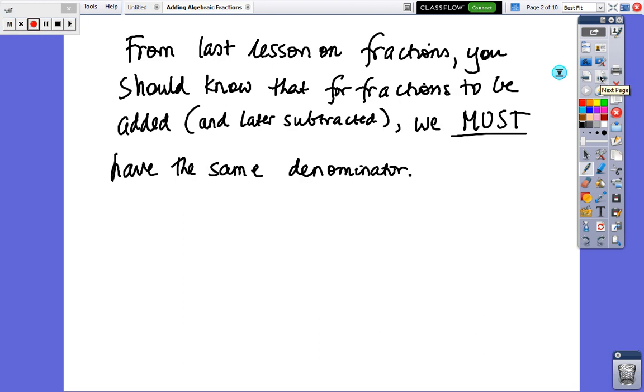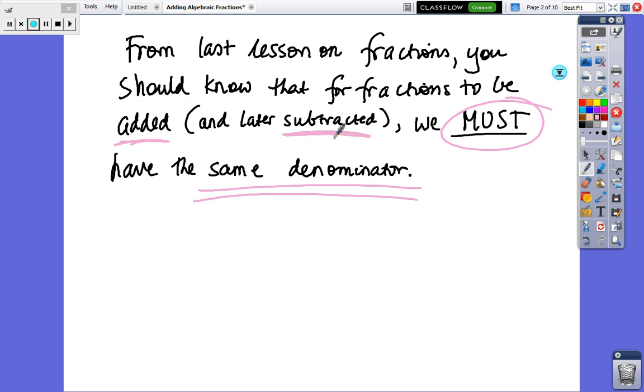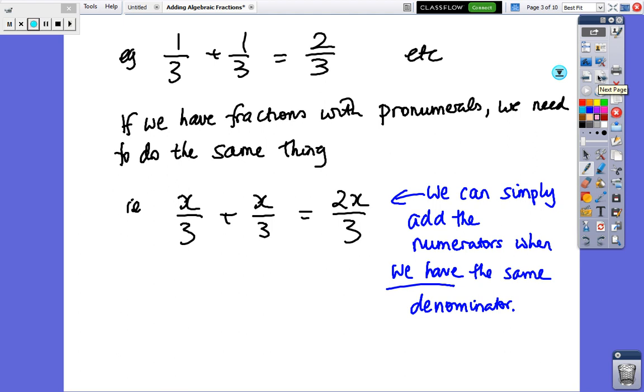So don't worry about copying that down. From the last lesson on fractions, we know that we must have the same denominator when we're adding. Okay, so when we're adding, and we're going to be subtracting soon as well, we must have the same denominator. So for instance, when we had numbers, 1/3 plus 1/3 equals 2/3, and so on. We did some questions like that.